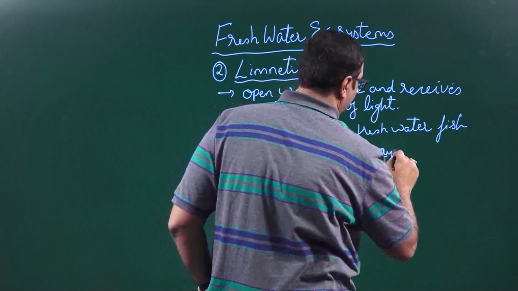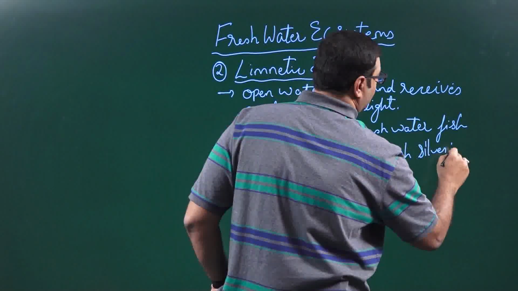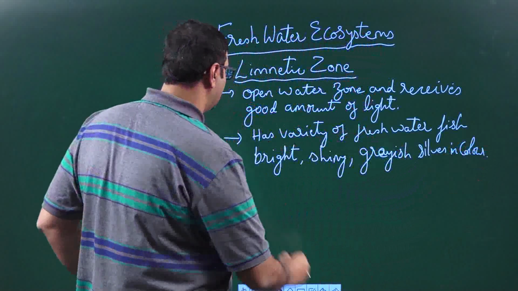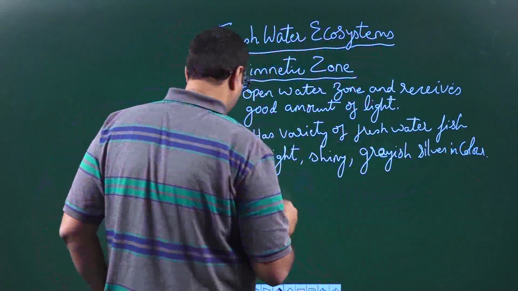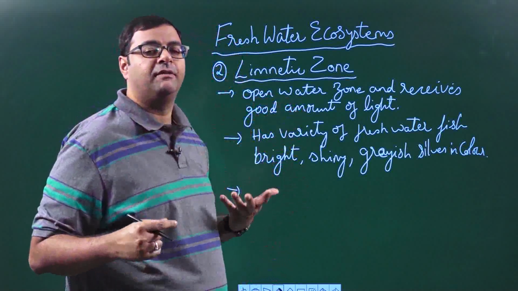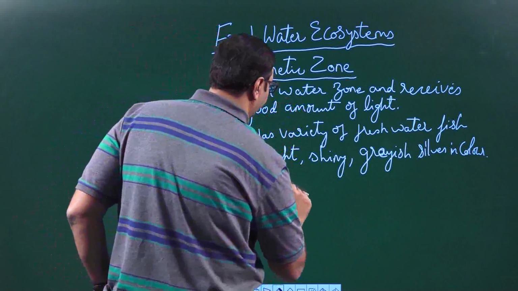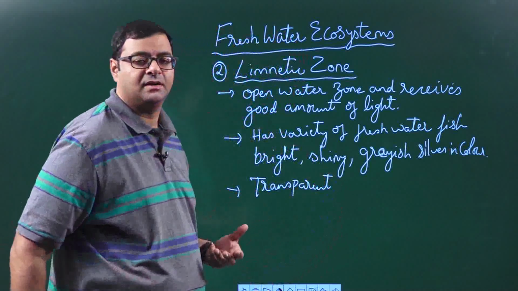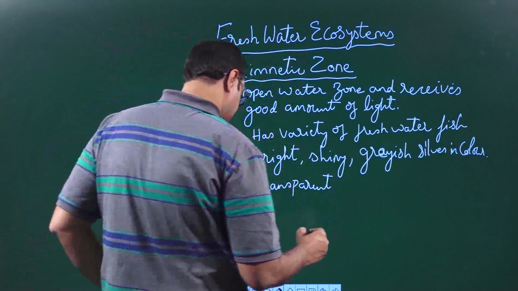They are grayish silver in color. Now, because they are grayish silver in color and they are present on the top, they try to reflect water. So sometimes they are transparent. It's not that all the organisms are transparent there, but there are some organisms which are transparent.